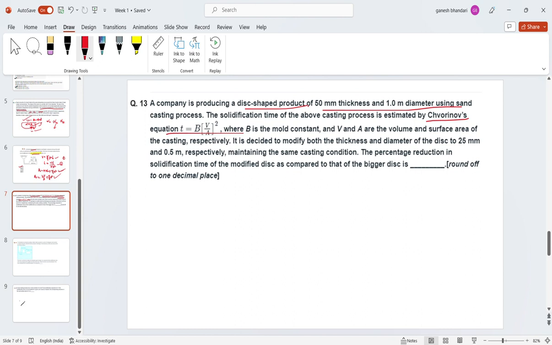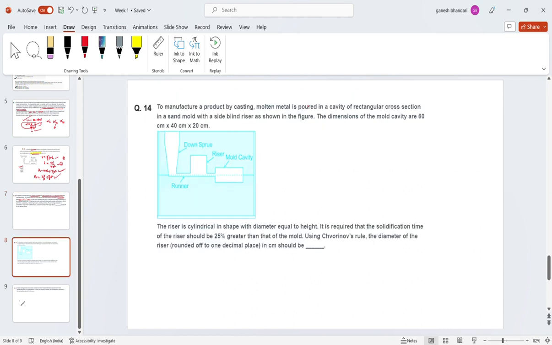Okay. So now let's move to the next problem. So these are again two simple problems. 14.1: to manufacture a product by casting, molten metal is poured in a cavity of rectangular cross section in a sand mold with a side blind riser as shown in the figure. The dimensions of the mold cavity are given. The riser is cylindrical in shape with diameter equal to height.